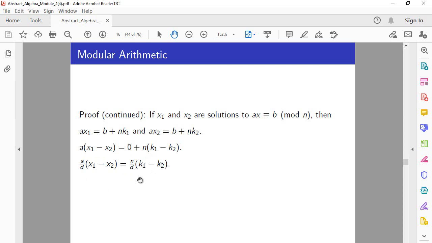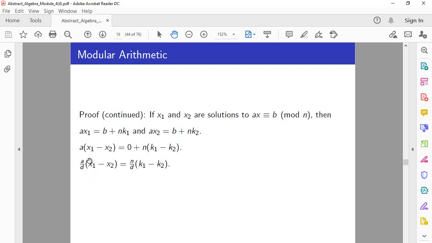Now notice the following. d is the GCD of a and n. So if I divide a and n by d, a over d and n over d, their GCD would be 1. So a over d is relatively prime to n over d, which means that they don't have any common divisors, or any common factors. So from this equation, we see that n over d divides the left hand side, because the right hand side is a multiple of n over d.